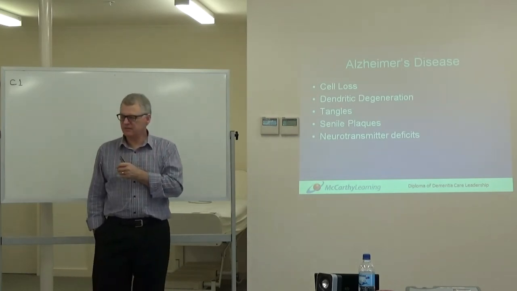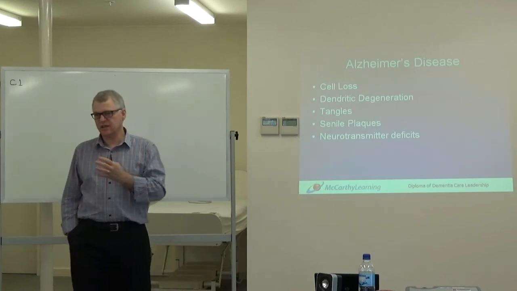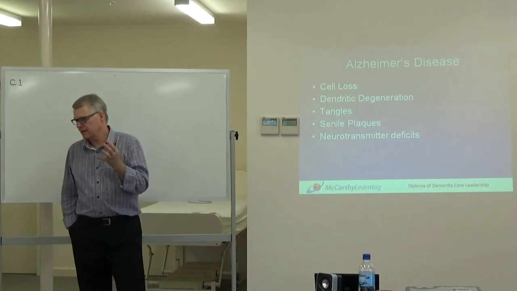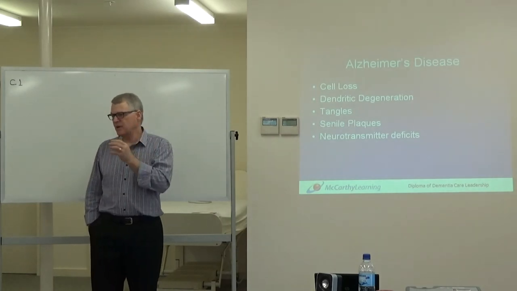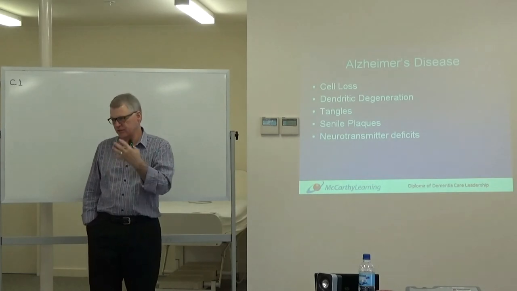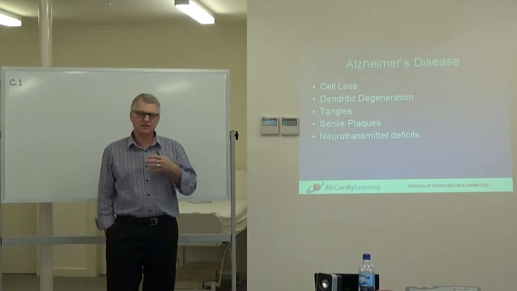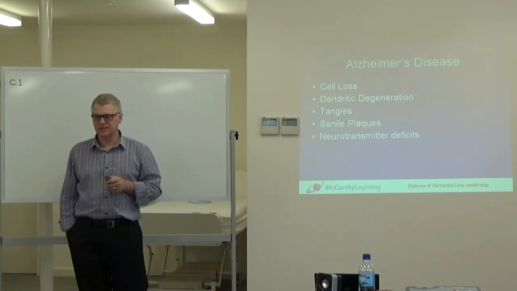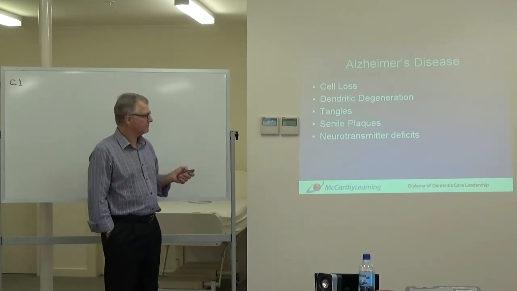Now you can have hundreds, thousands of connections to a neuron. Lots of connections. And that's why you can have a certain amount of brain damage without it actually showing up in changes in function. Once that gets to a certain amount, then the brain cell itself will die once it's disconnected sufficiently.